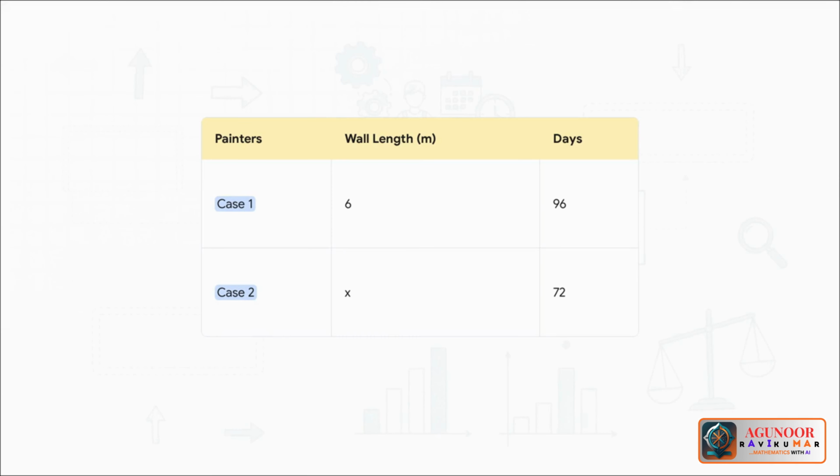Okay, once again, we start with step 1. We put everything in a table. I know it seems simple, but this step really helps us see all the numbers from the word problem laid out clearly. It separates what we already know in case 1 from what we need to find in case 2.